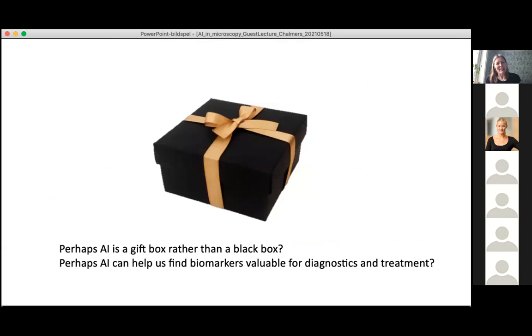And really, an AI is probably much more of a gift box than a black box. And I believe that AI can really help us find new biomarkers and new diagnostic cues, and also maybe help us find new treatments.